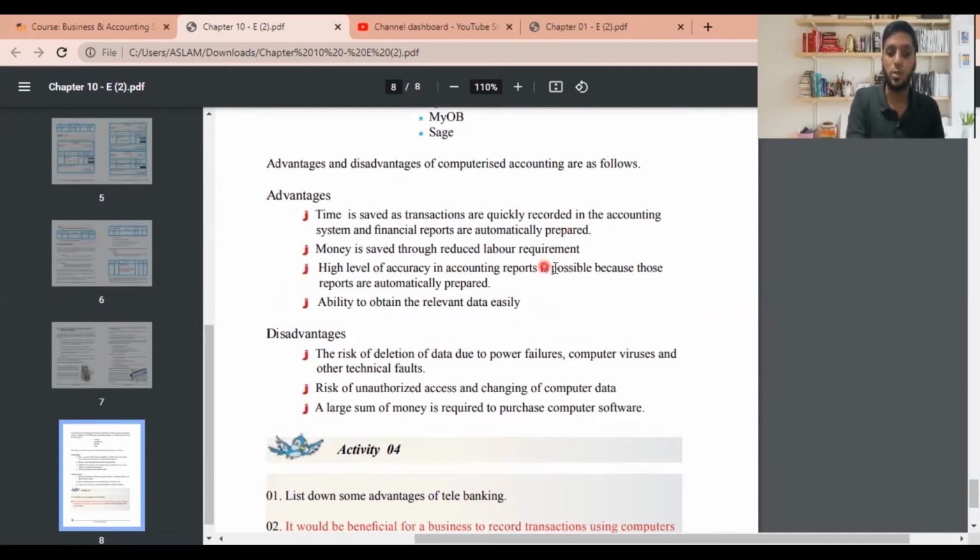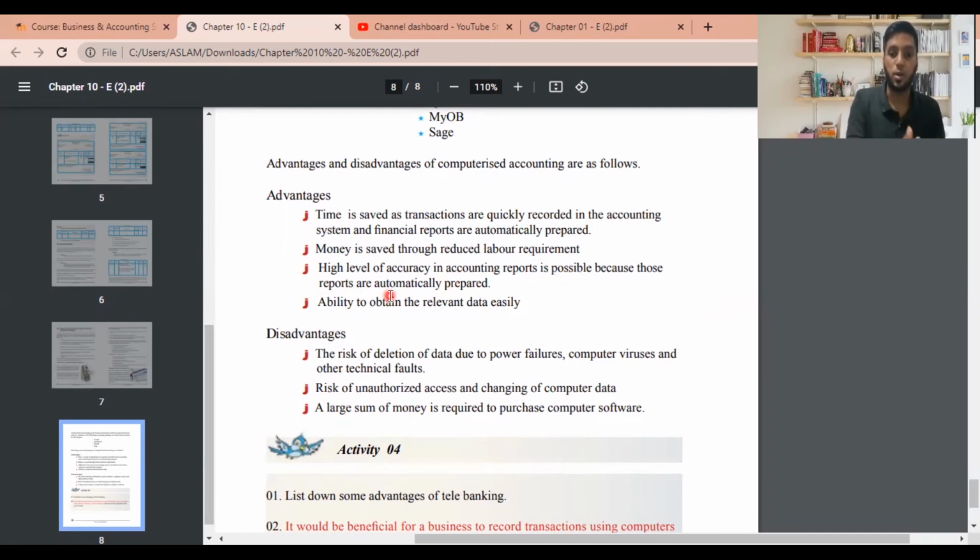Money is saved through reduced labor requirement. You don't want to waste a lot of time to generate the reports whenever you need, and it saves a lot of time. And as it is saving a lot of time, you don't want to hire many people in your company. High level of accuracy in accounting reports is possible because those reports are automatically prepared.